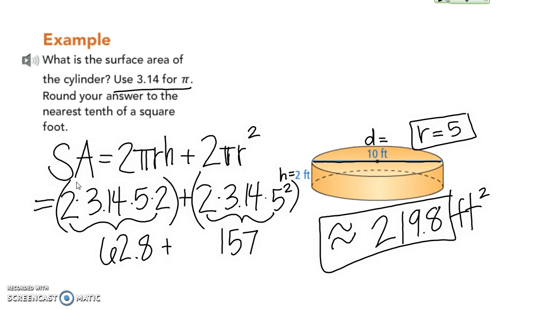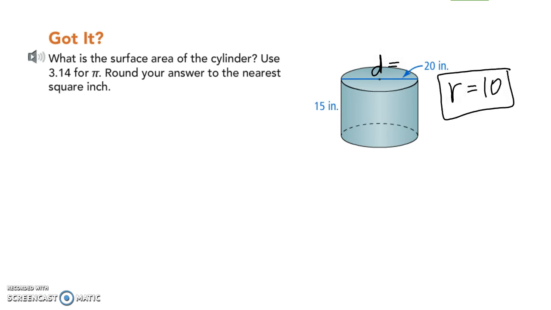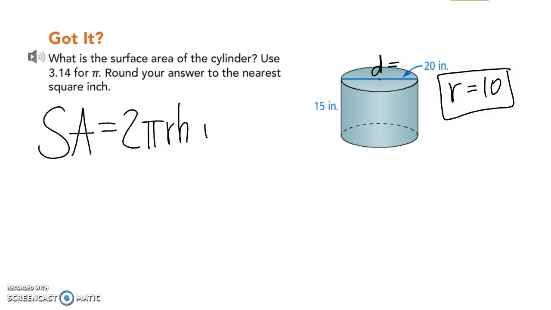Let's try one more. Call this example 2. Ooh, and they told us to round to the nearest square inch on that one. Look what they gave me on this one as well. I have 20. That is the diameter. So diameter is 20, so the radius would be 10. Okay, now I'm ready to go. Write my formula. 2 pi r h plus 2 pi r squared.